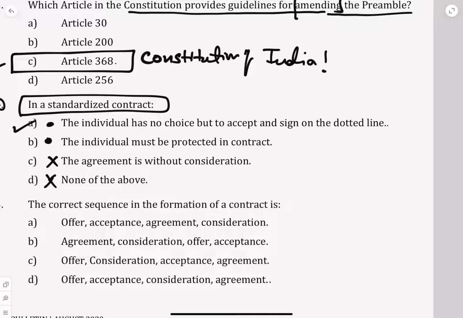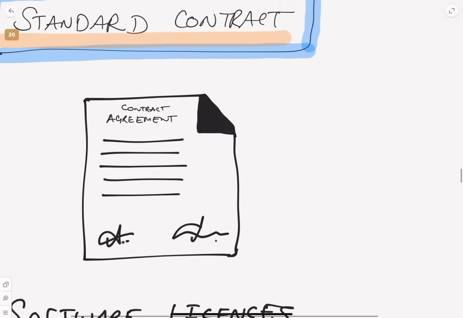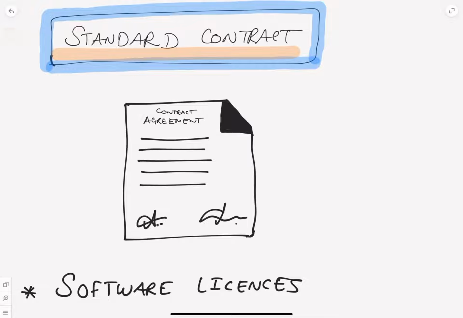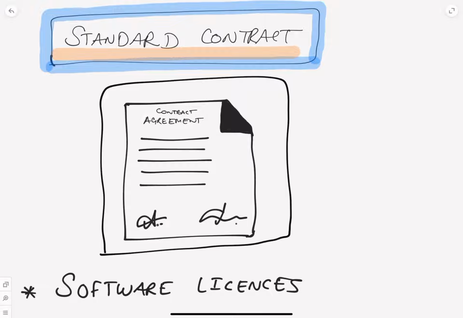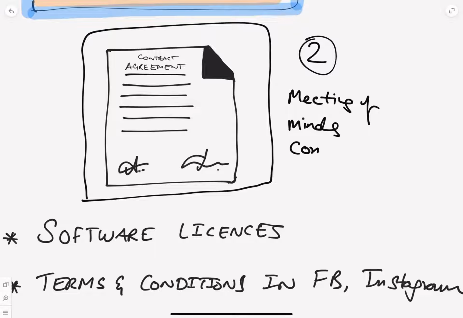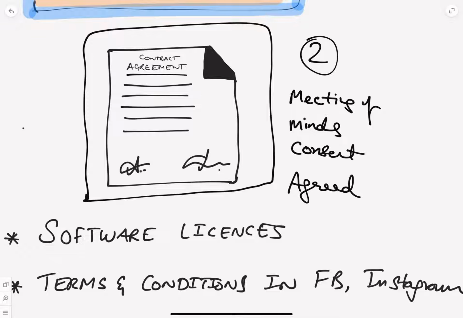Why? In a standardized contract, as the name goes, it is standard. So let's analyze it. What is a standard contract? When we have any contract, it is basically an agreement where 2 or more parties who are competent to contract have a meeting of minds, correct? And they have consideration, they have consent, all this we have, and then they agreed on something, whatever it could be. It could be buying and selling, it could be service, whatever it is.